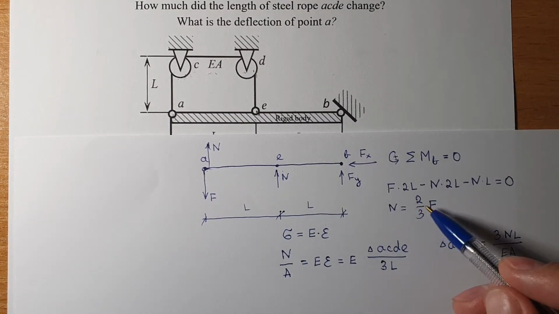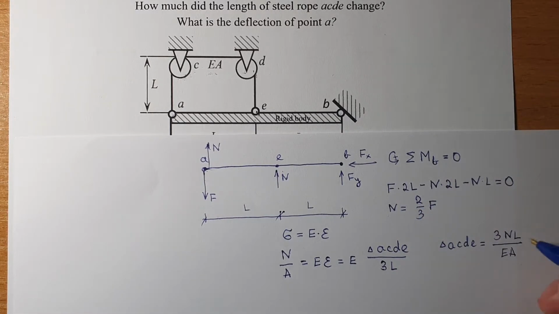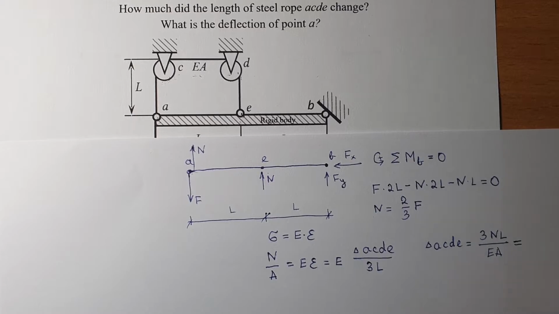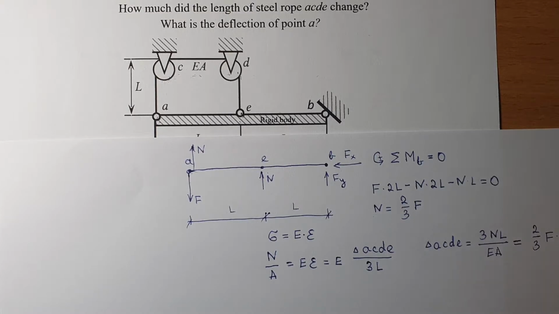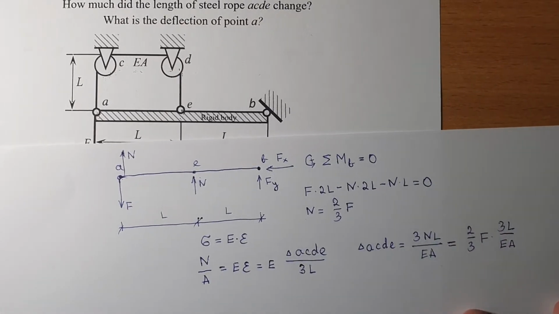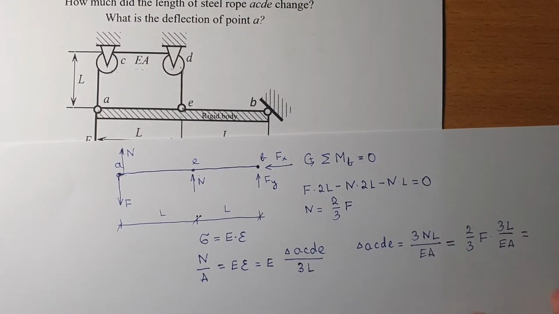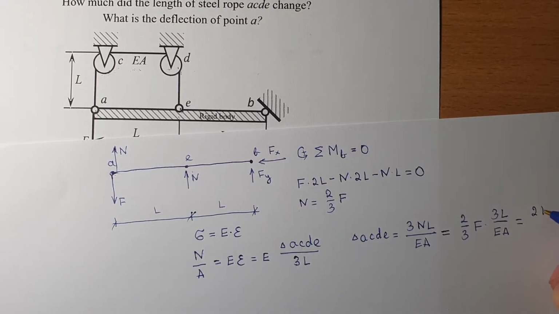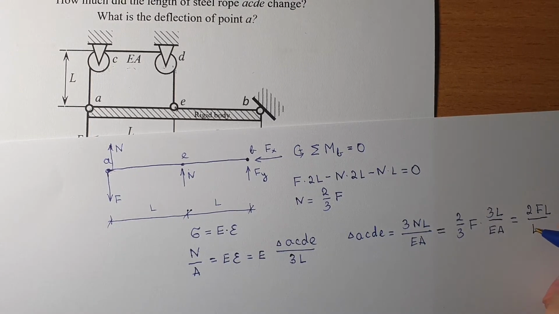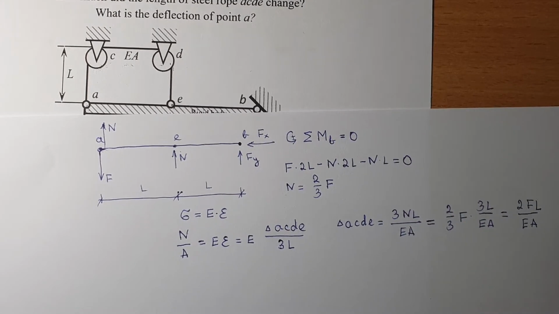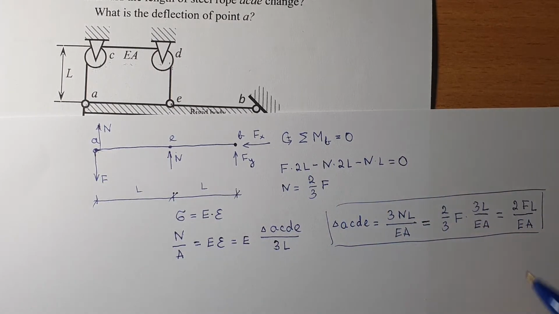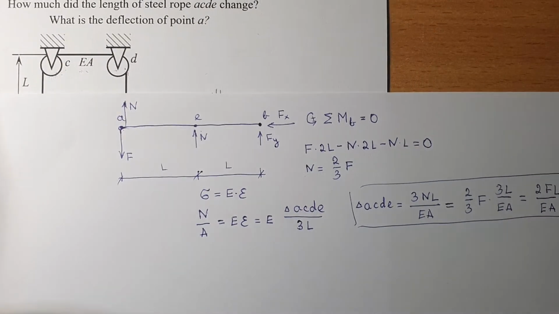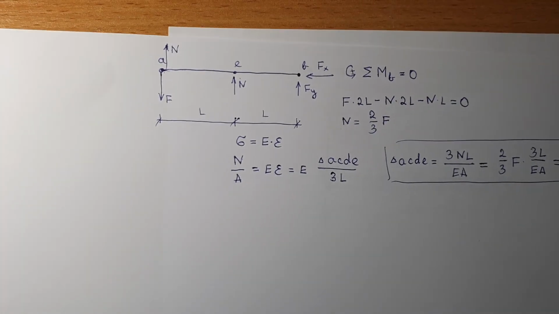And now, knowing that N is equal to 2/3 of F, we can write that 2/3 of F times 3L divided by EA is equal to 2FL divided by EA. Okay, so now we answered the first question. Now let's get to the second question.